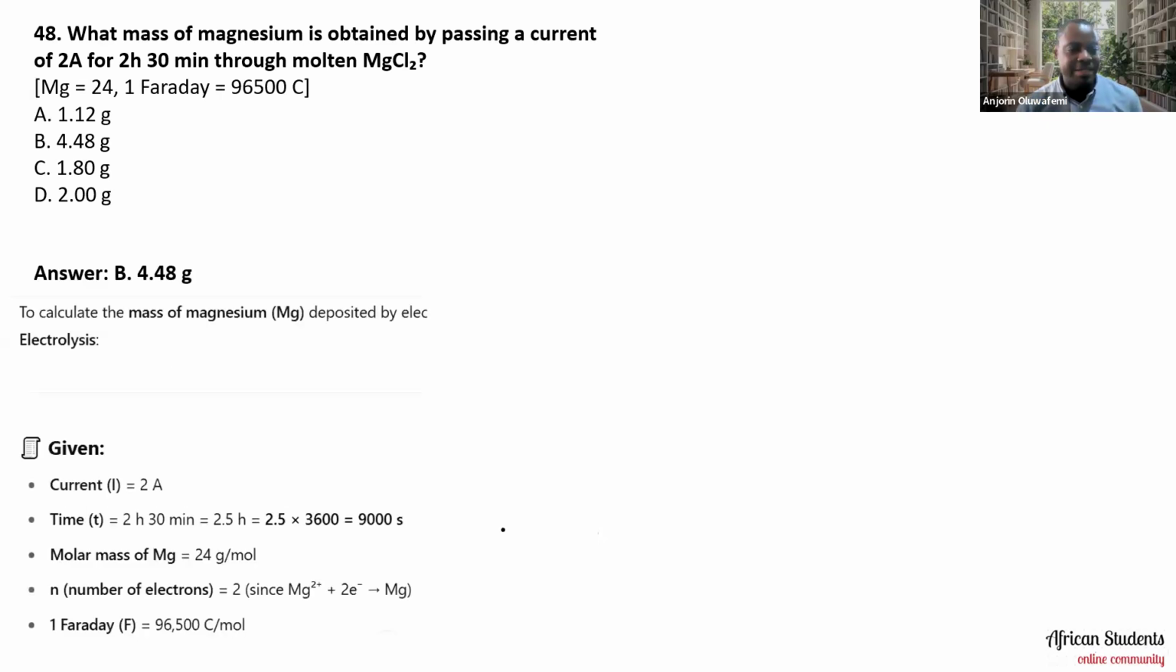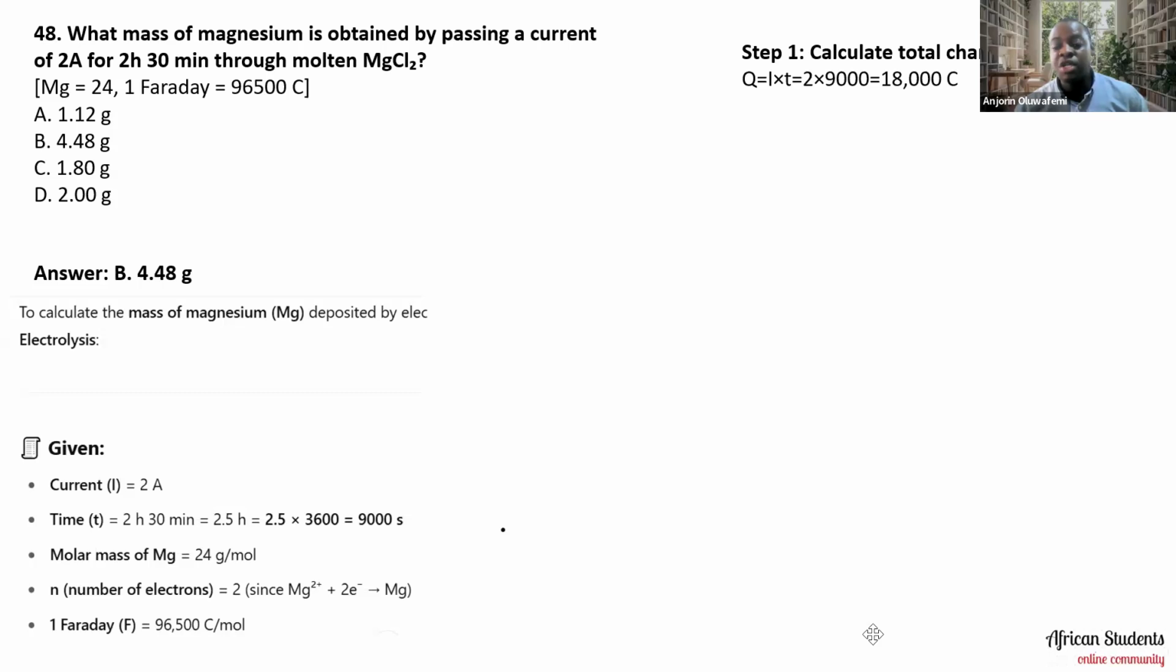How did we arrive at this? To calculate the mass of magnesium deposited by electrolysis, what we start off with is, what were we given? We're given a current of 2 amperes. We are given a time of 2 hours, 30 minutes. We're also given a molar mass of 24 grams per mole, and the number of electrons to be 2, since magnesium Mg2+ will gain 2 electrons to deposit magnesium. So 1 Faraday is 96,500 coulombs per mole. So having all this, we can now calculate the mass of magnesium that is obtained.